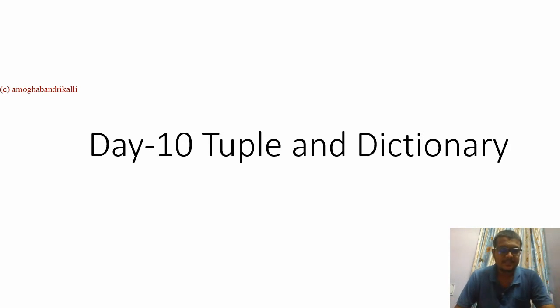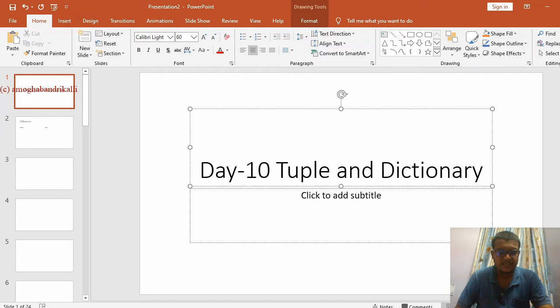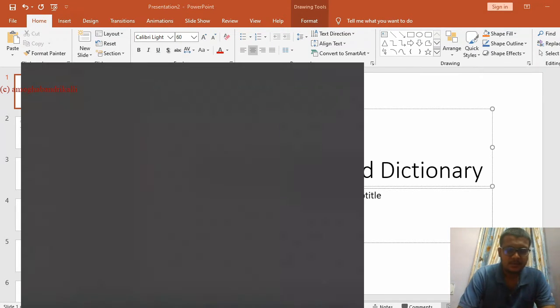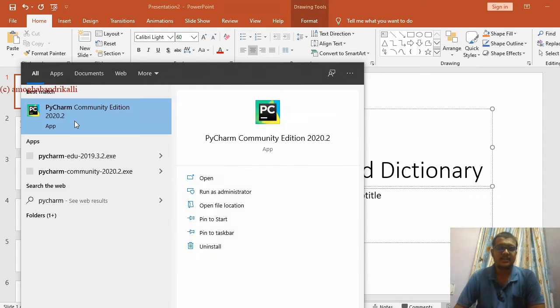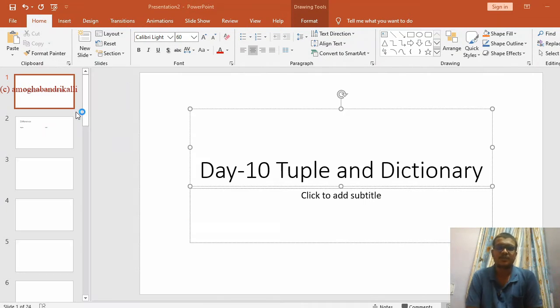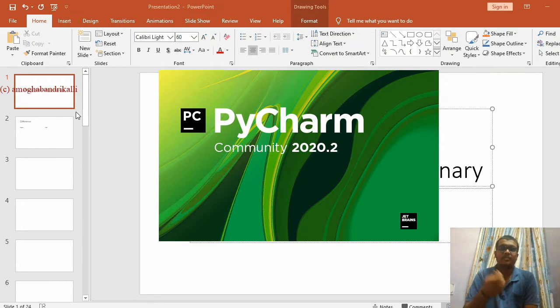So in yesterday's session, we have just seen the list: how we created a list and what functions were used in it. The data is included inside square brackets, and each item is separated by a comma. So that is called a list.